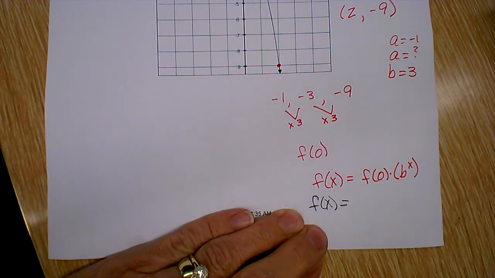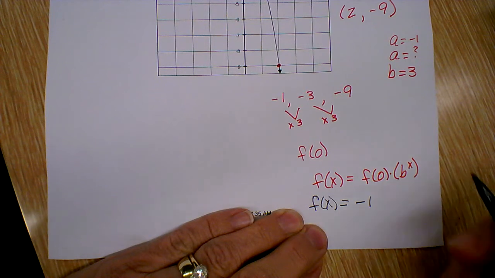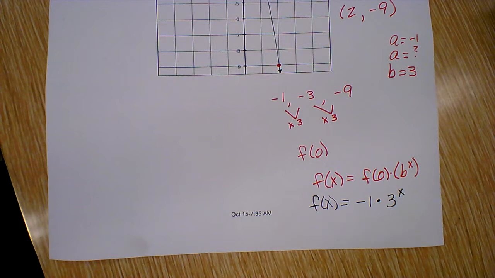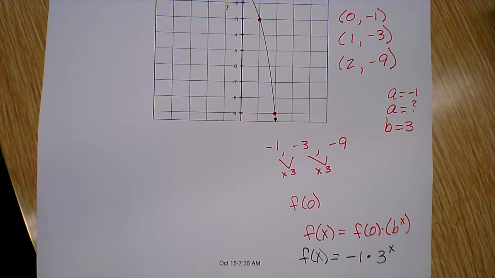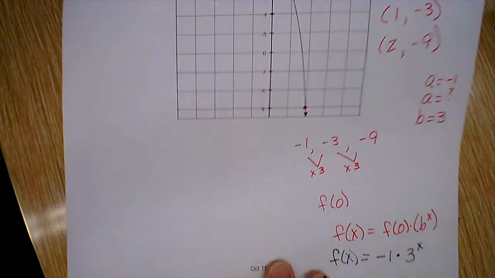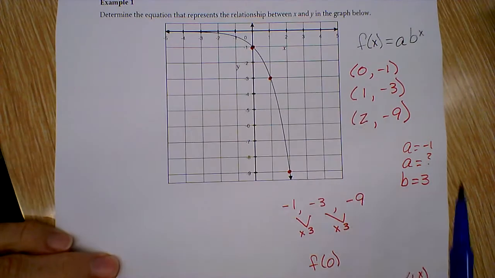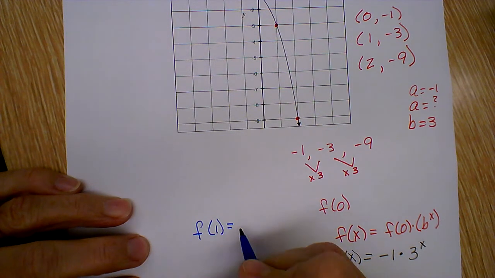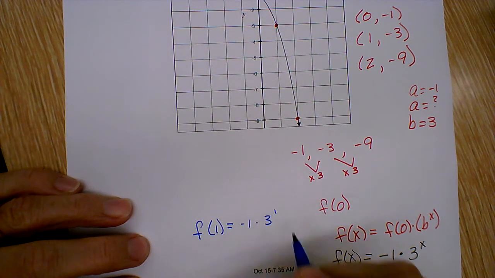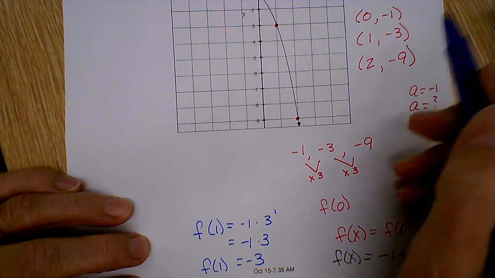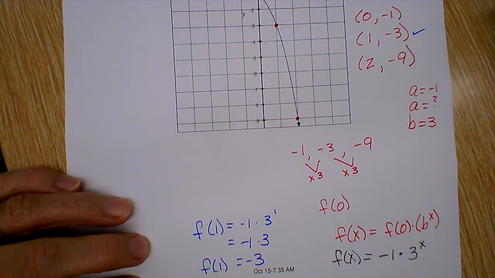So let's plug everything in and see what equation we have. f of x is equal to -1 times 3 raised to the x. So let's see if this works and if we get each one of our points. Based on our formula, let's find f of 1. We should get -3. f of 1 is equal to -1 times 3 to the first, which gives us -1 times 3, which is -3. So f of 1 is -3, which is what we got up here.